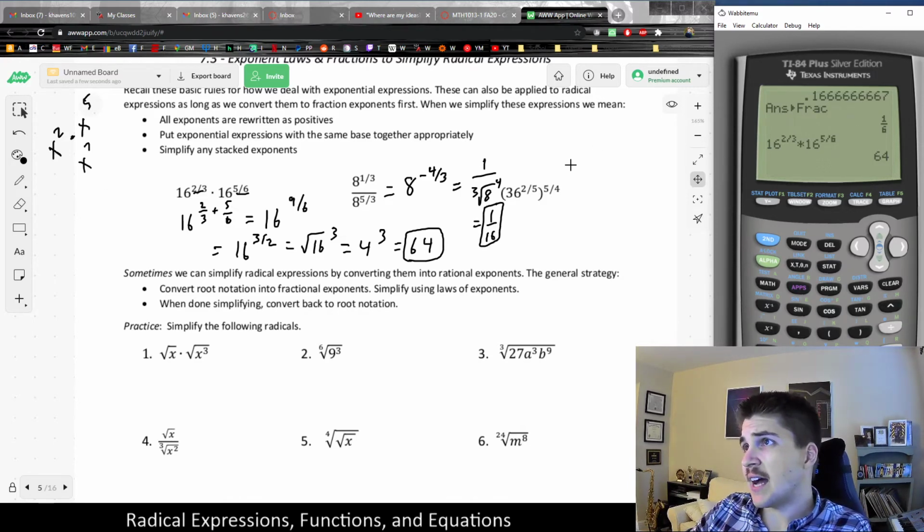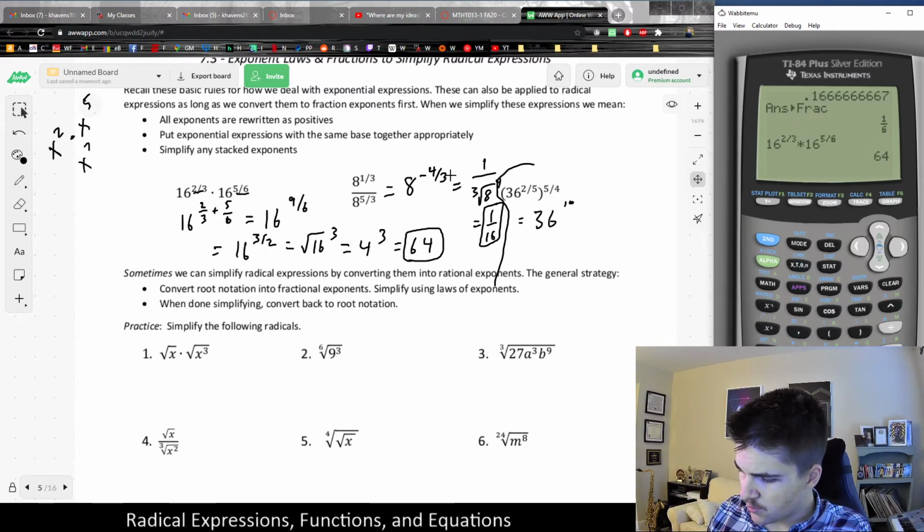Or if we have a stacked series of exponents, those would multiply together. Sorry, I'm kind of running out of space here. This would result in 36 to the 10 over 20 power, which is just equal to 36 to the 1/2, or the square root of 36, which is 6.